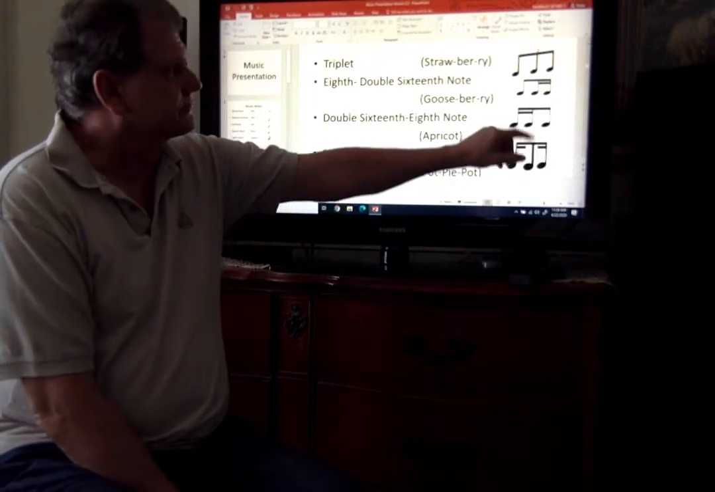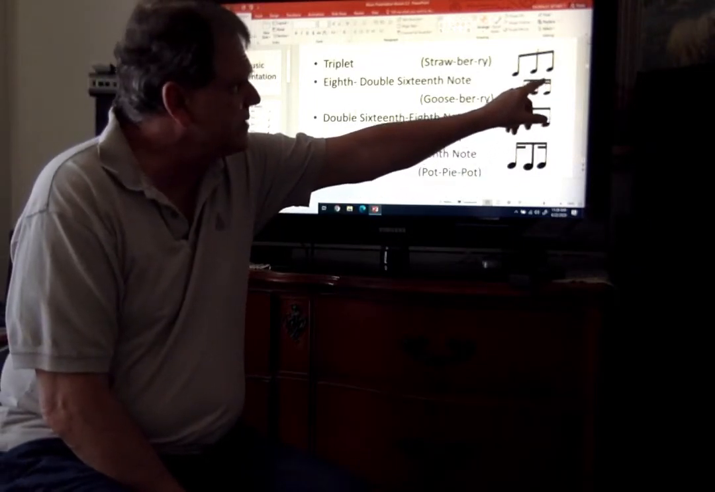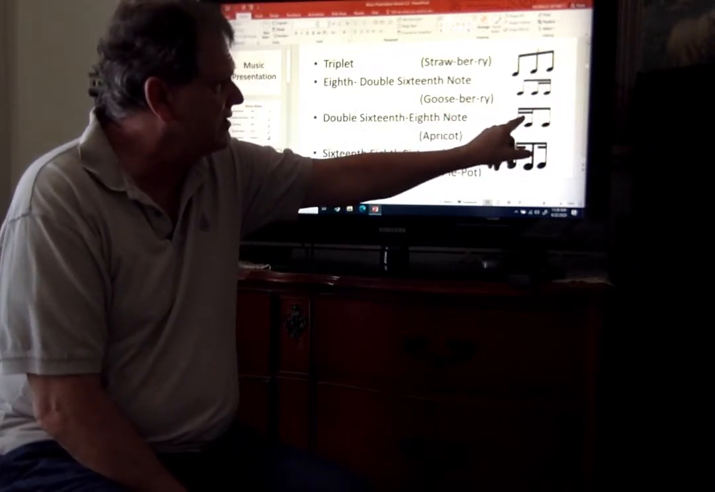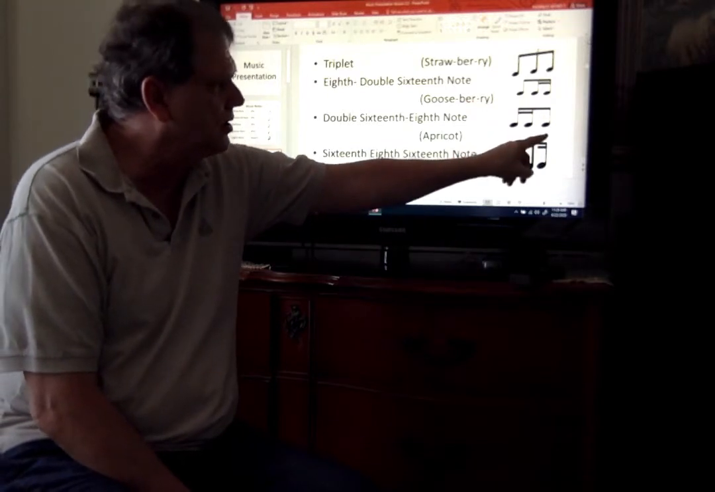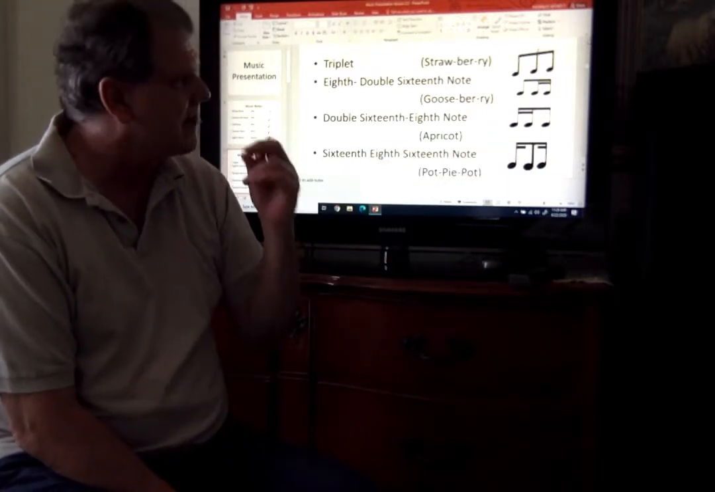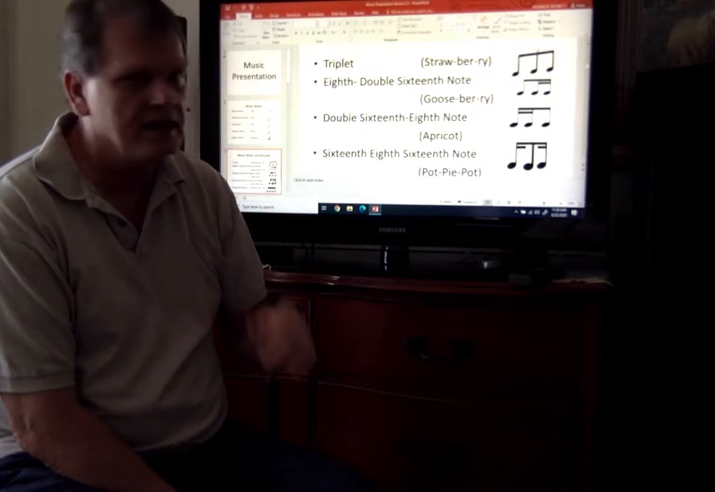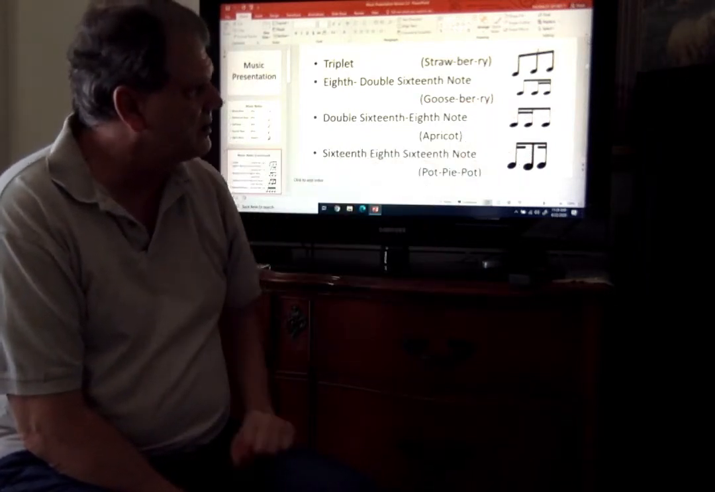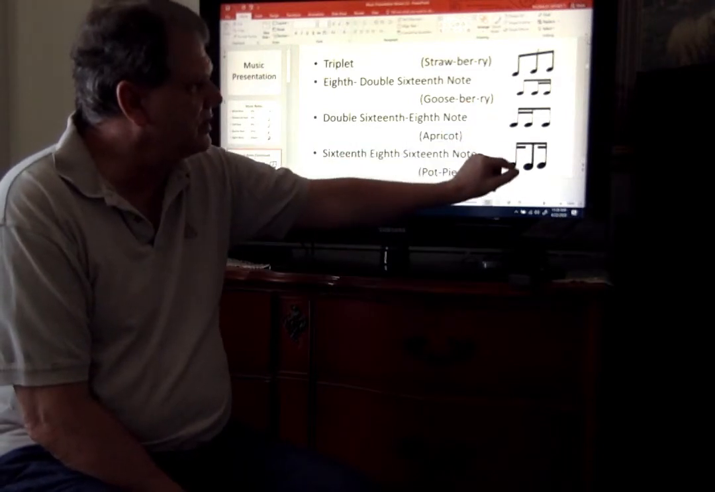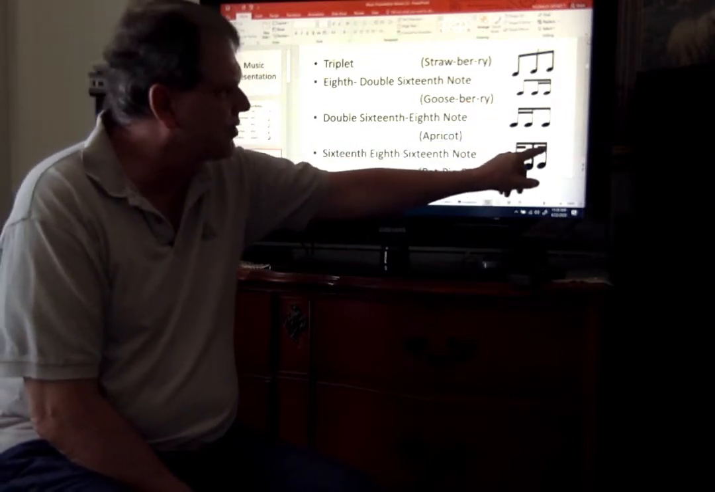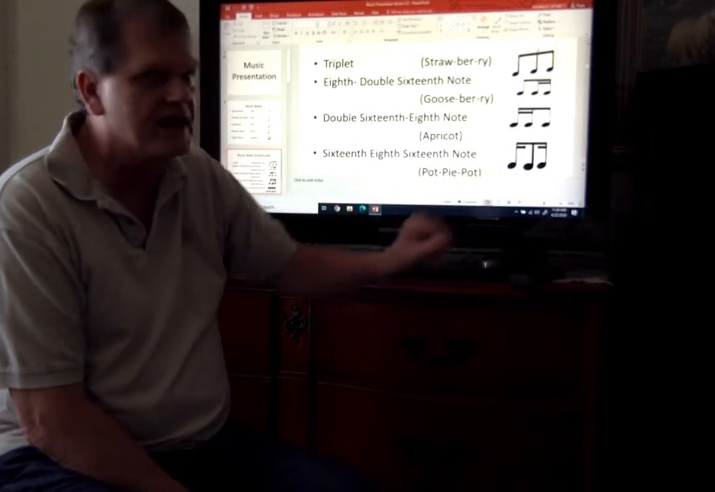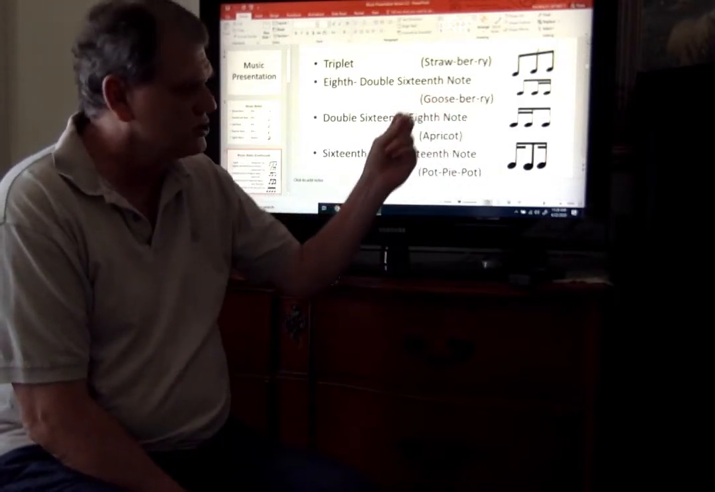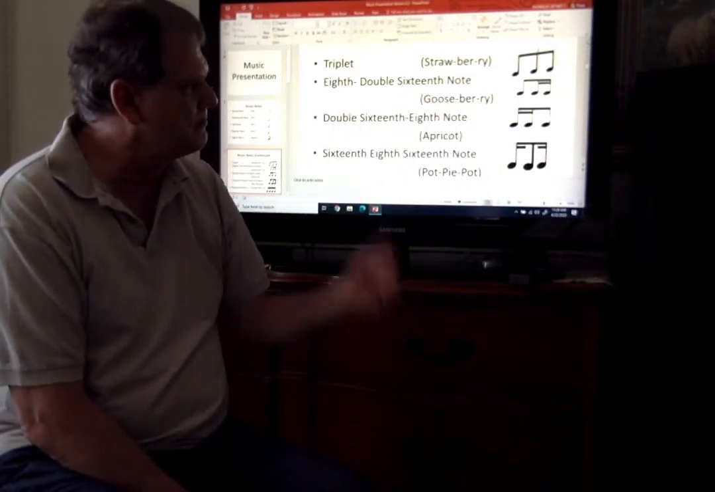All right. Then you take that second beam, which is below there, and you put it on this side. Now you have short, short, long, or apricot. Bum, bum, bum. Okay? So short, short, long, apricot. And if we take the second beam and split it up, we put part on this side, part on that side, and the one in the middle only has one beam. That's your short, long, short, or your pop, pie, pop.